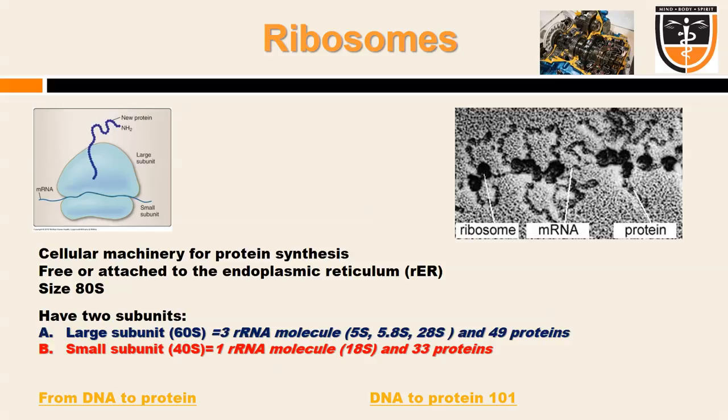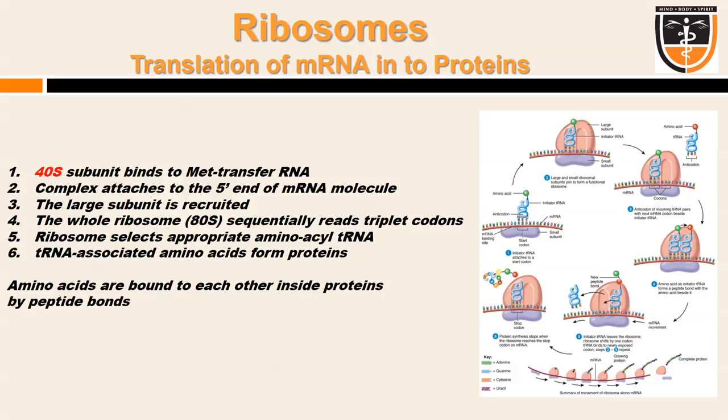So the large subunit has 3 RNA molecules, 5S, 5.8S, and 28S, which they usually test you on boards, asking you this. Less and less, thank God. And 49 proteins. While the small subunit, the 40S, has 1 rRNA molecule and 33 proteins. And there are really 2 cool videos, guys, if you want to look on your own, that kind of explain how the ribosomes work.